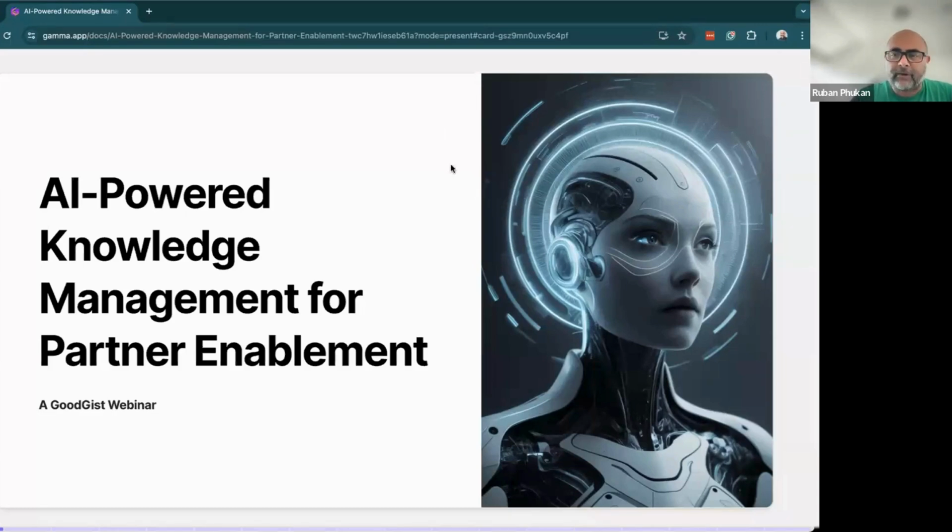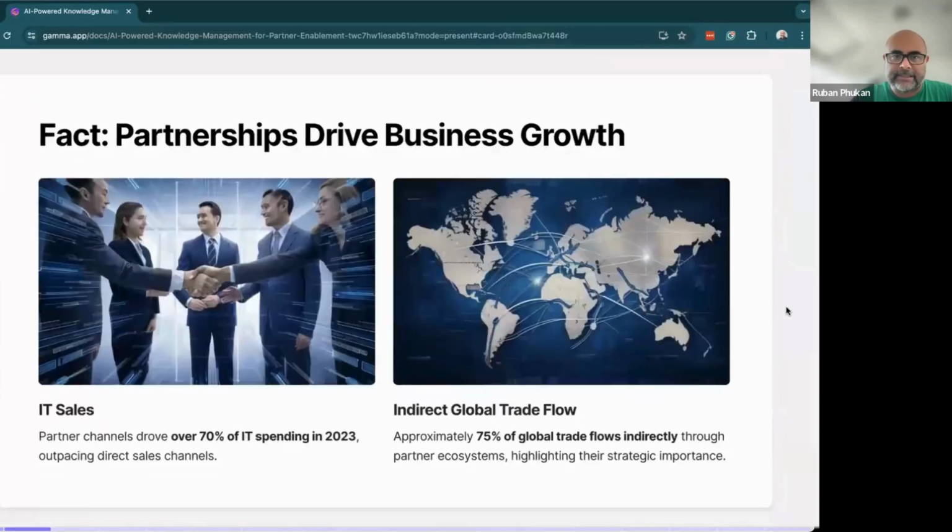So now, starting with why this is important. We all are familiar with the numbers that partners drive business growth, and this is more so, like I was saying, in the technology domain, where almost 70% of the IT spending in 2023 came through the partner channels. And we are all familiar with companies like Microsoft, where almost 95% of their commercial sales comes through partners, and these are $1 billion sales.